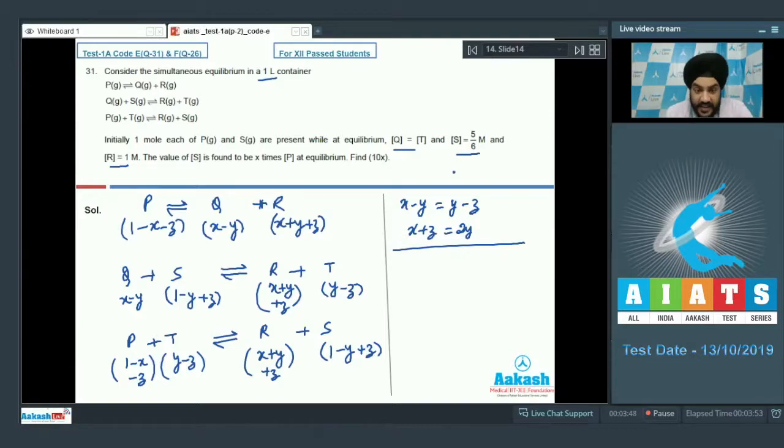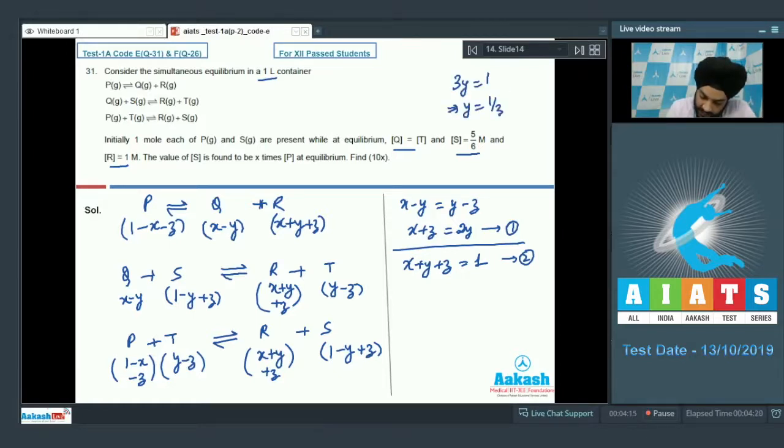Next, it is given that the concentration of R is 1 molar and the concentration of S is 5 by 6 molar. So the concentration of R is X plus Y plus Z, which is equal to 1. From here, students, from 1 and 2, we can clearly see that the value of 3Y will be equal to 1. So 3Y equal to 1 gives us a value of Y equal to 1 by 3. We can now use this expression of S. So S is 5 by 6.